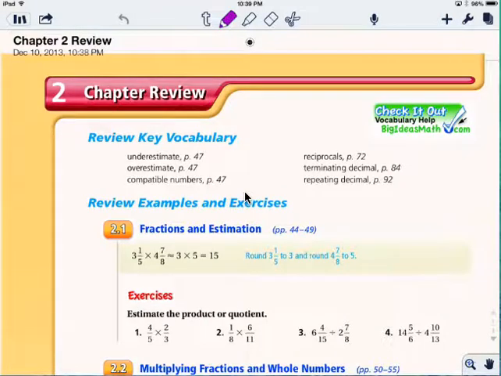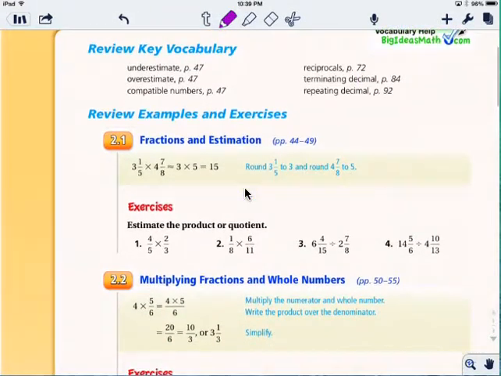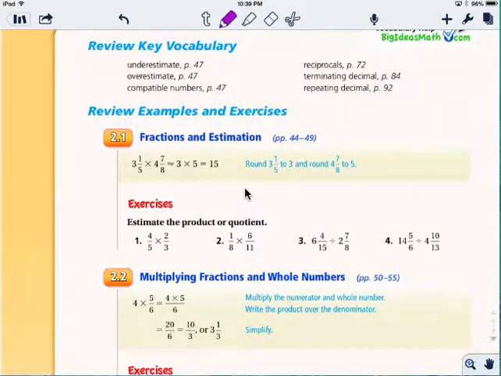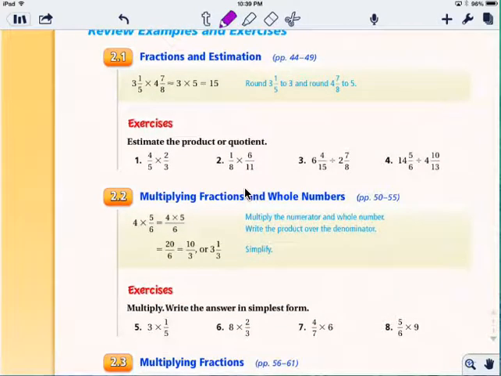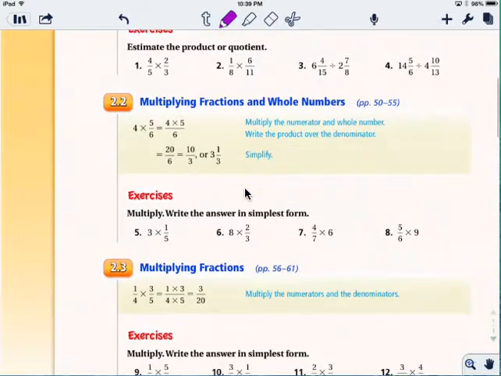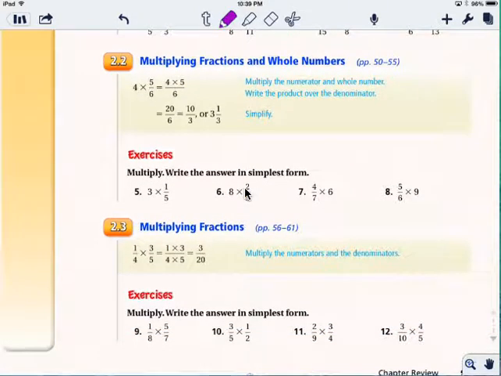Okay, so as you can see, here are the pages from our Chapter 2 review, and the book does a pretty good job of highlighting what the key vocabulary words are that you should know. But also with each section, 2.1 goes over fractions and estimating products and quotients. And Chapter 2 deals with multiplying fractions and whole numbers, or multiplying fractions and fractions.